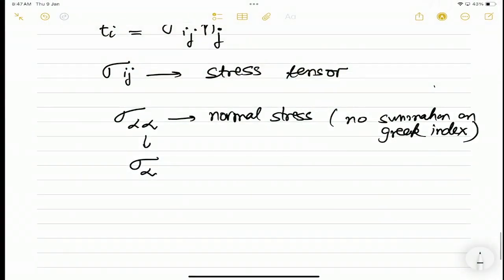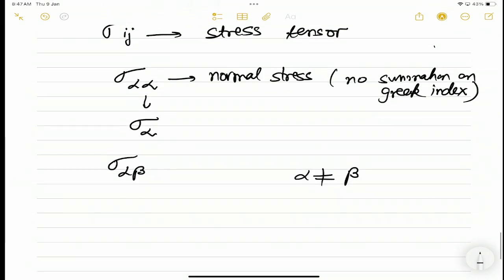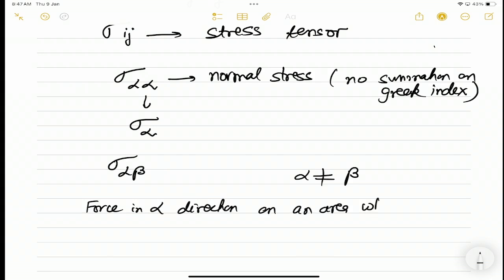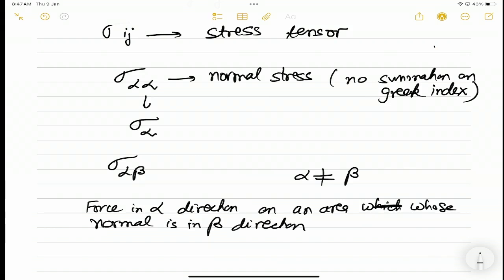And if we look at sigma alpha beta, where alpha is not equal to beta, this will give me the force in alpha direction on an area whose normal is in beta direction. So this will be a component which we will call the shear stress. Sigma alpha alpha will be the normal stress. Sigma alpha beta will be shear stress.